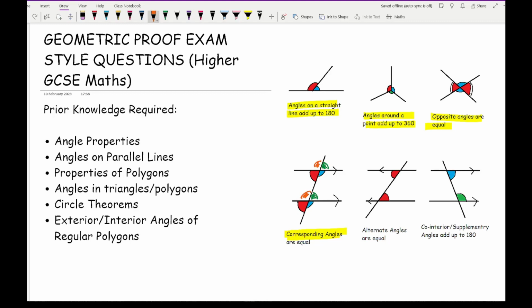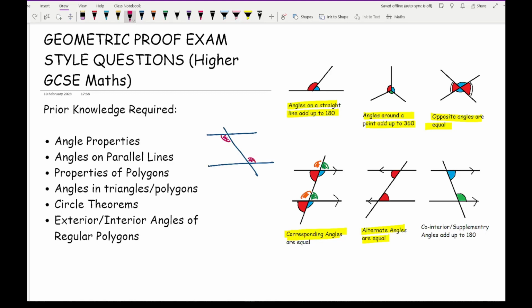Another key rule with regards to parallel lines is alternate angles, formerly known as Z angles. Again, knowing that they are both equal, and also that Z angles don't necessarily need to look like a Z. They can look something like this. So here this angle here is going to be the same as this angle here.